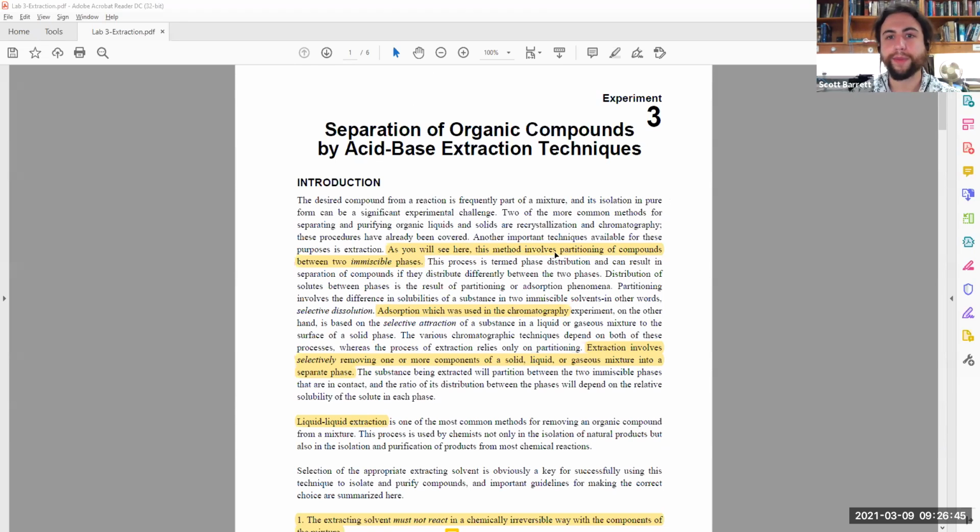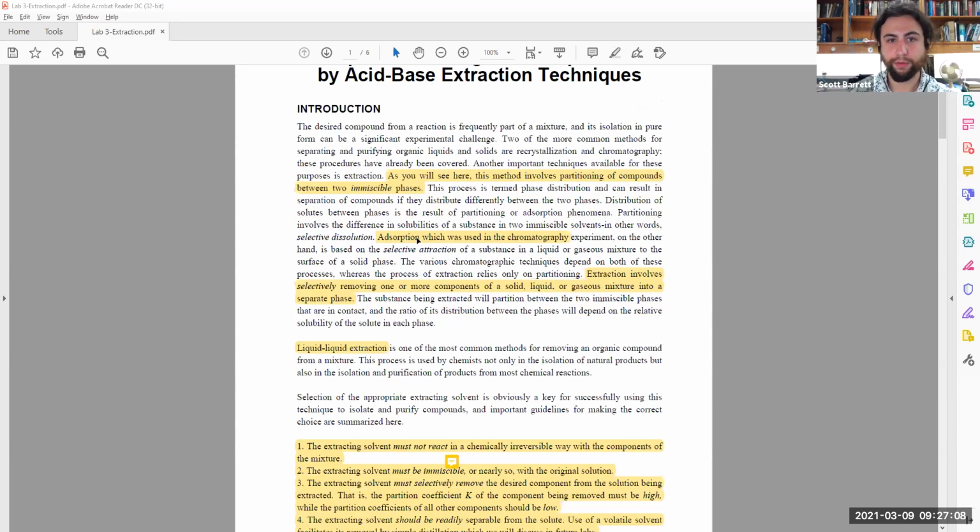As you will see here, this method involves partitioning of compounds between two immiscible phases. And the idea of immiscible is something like oil and water. Those two are immiscible. In this case, we have an organic phase and an aqueous phase that are the two immiscible phases within the sep funnel that will be separating our compounds from one phase into the other.